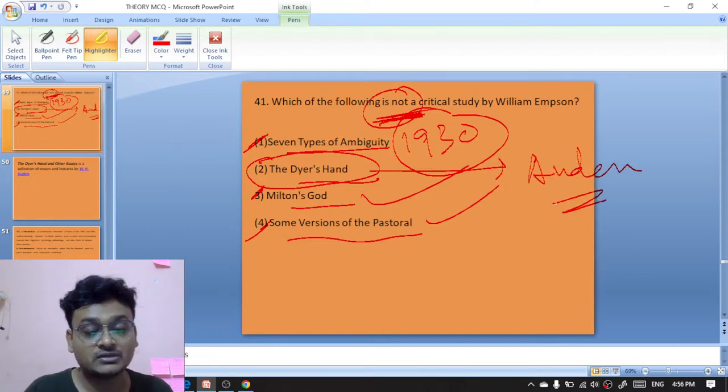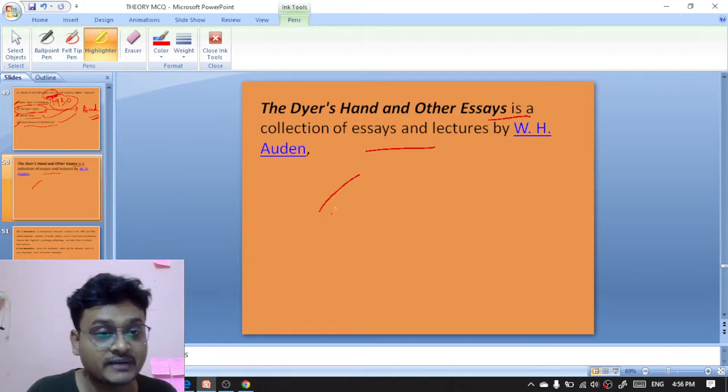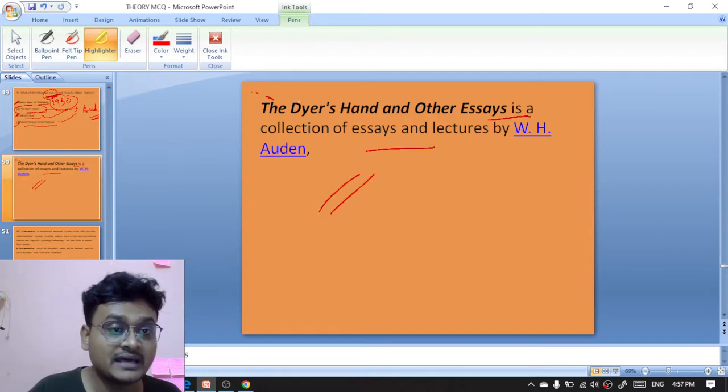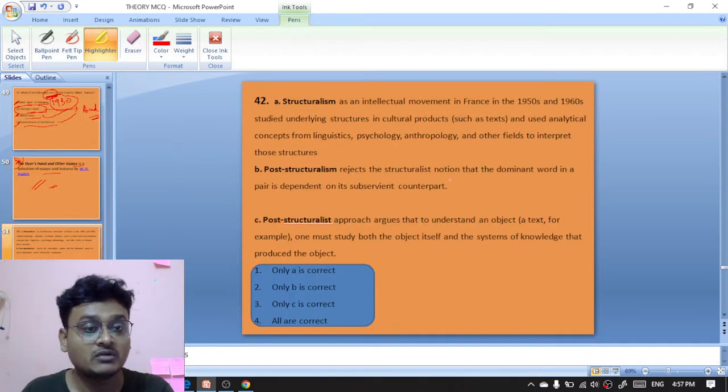So The Dyer's Hand is a work by W.H. Auden. Which is not a critical study? The Dyer's Hand is not a critical study. The Dyer's Hand and Other Essays is a collection of essays and lectures written by W.H. Auden. Moving on to question number 42.